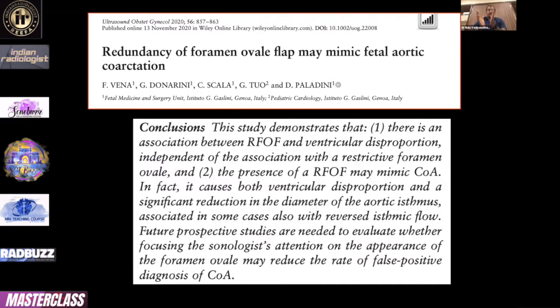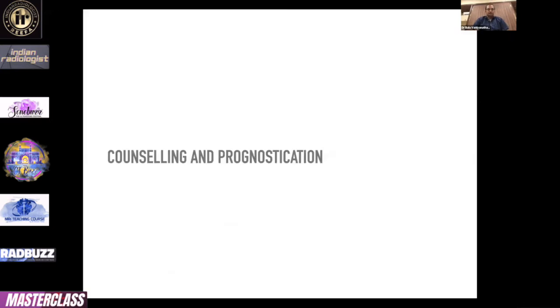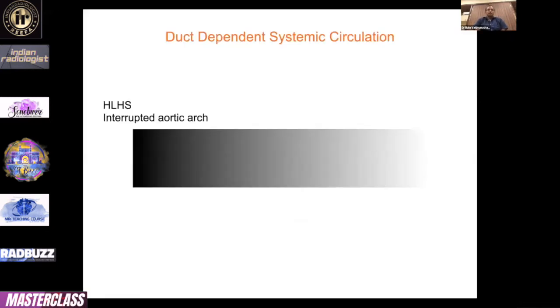But whenever you have a ventricular asymmetry, particularly in the third trimester, please spare some time and look at the foramen ovale flap and see whether there is anything like what I showed you. If this is the case, most of the time it may be a very benign condition. But nevertheless, it's very important to do a postnatal assessment even for these cases to make sure that there is no obstruction. A few words about counseling.